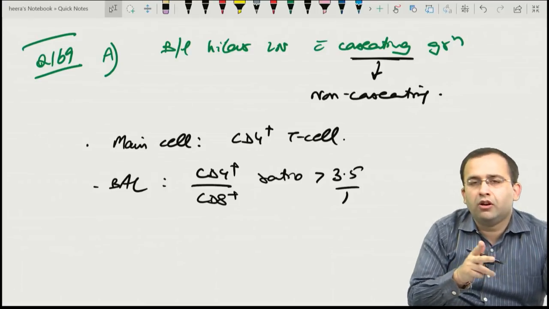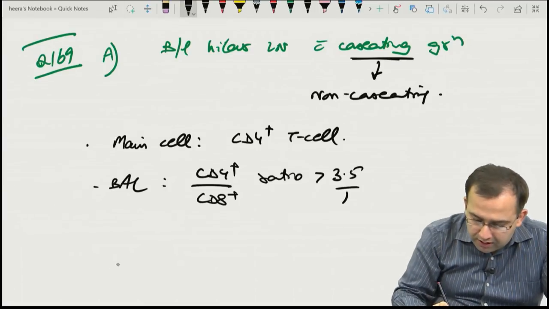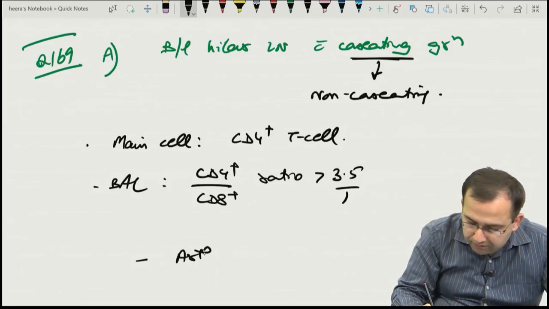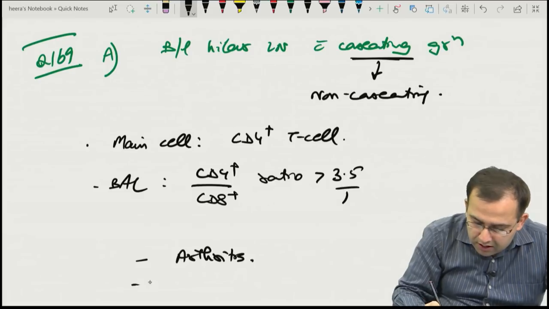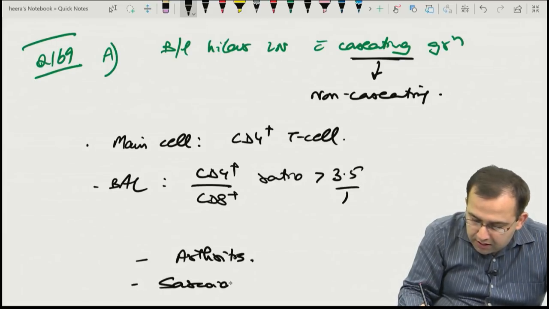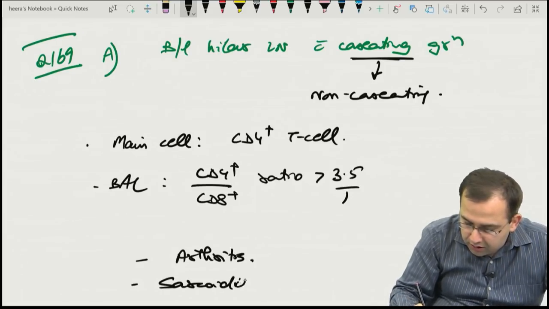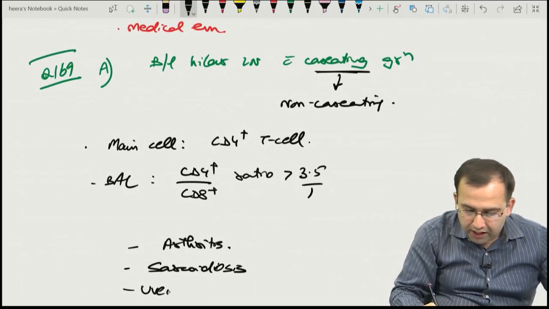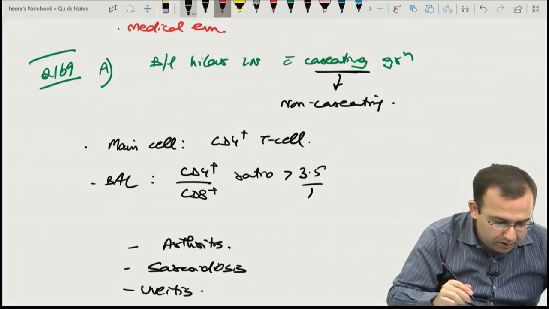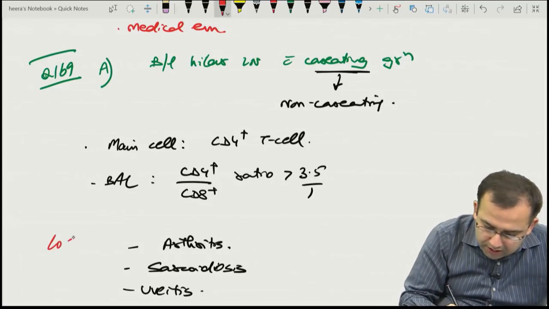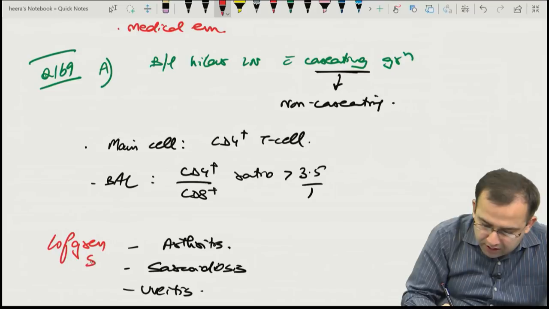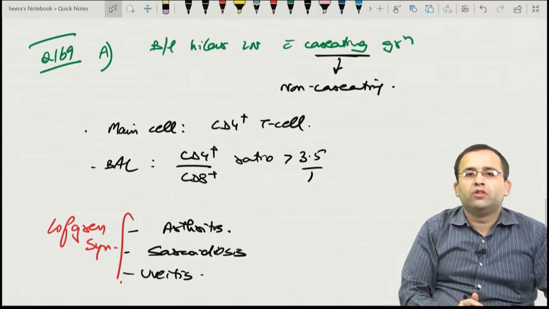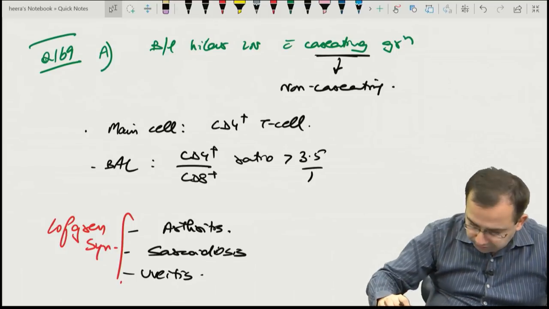And of course, Lofgren syndrome, which was associated with arthritis, sarcoidosis, and uveitis. This is Lofgren syndrome. So Lofgren syndrome is associated with uveitis. This is true. So the answer is A.